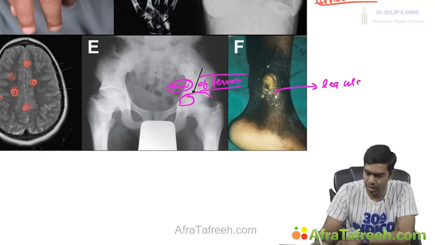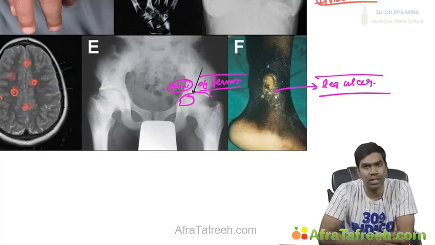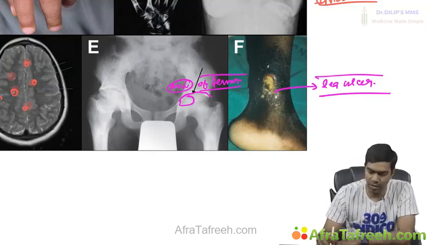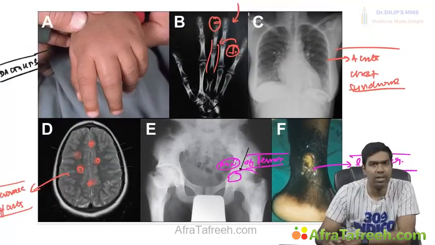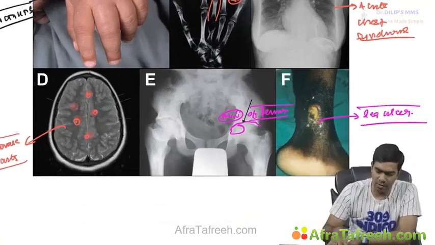Leg ulcer due to chronic hemolysis and chronic anemia. So that is the reason why you get a leg ulcer, which you have discussed already. So these are some of the clinical images that you have to know about sickle cell disease per se. And how will you diagnose?